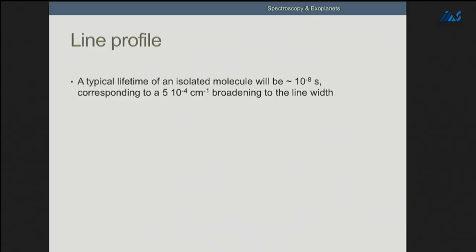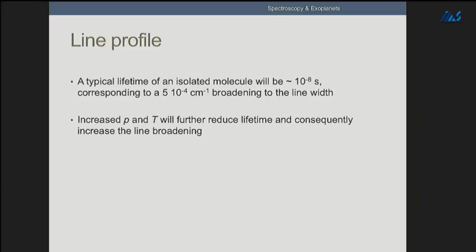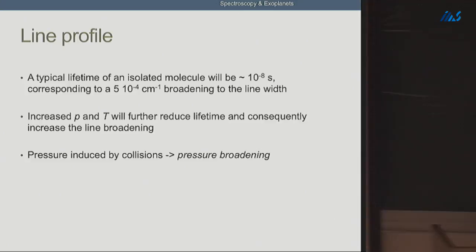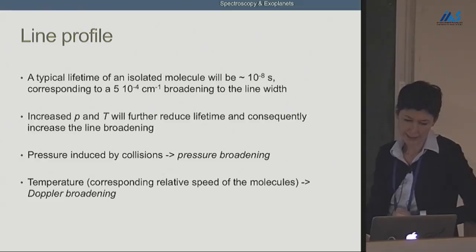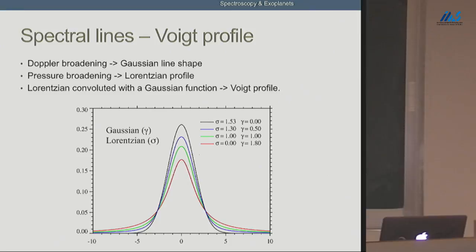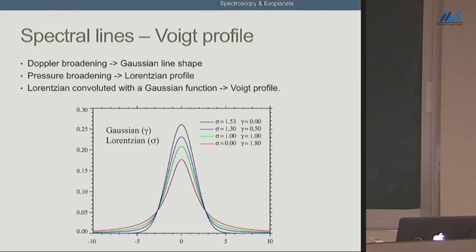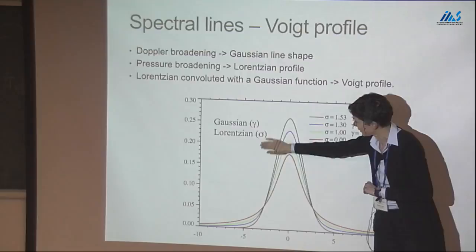But of course, molecules, especially in the lower part of the atmosphere, are not isolated at all. If you increase the pressure and the temperature, this lifetime will be even more reduced, and it means that my line profile is even broader. So due to the pressure I have some broadening, but also due to the temperature. Usually, the line profile has a shape called the Voigt profile. The Voigt profile is obtained when you convolve a Gaussian, due to the temperature broadening, with a Lorentzian, linked with the pressure broadening.